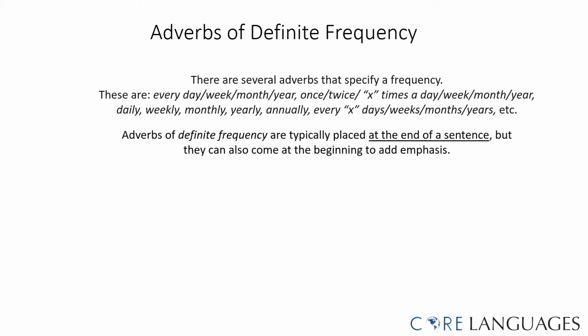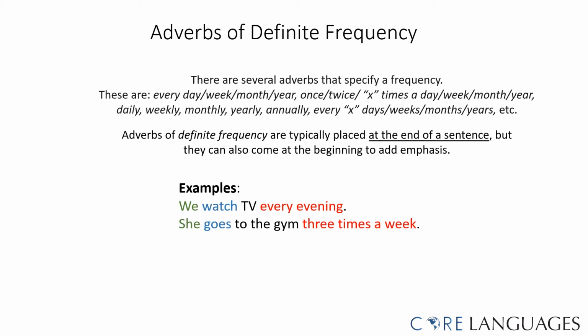Adverbs of definite frequency are typically placed at the end of a sentence, but we can also put them at the beginning of a sentence if we wish to add emphasis. For example, we watch TV every evening. Or, she goes to the gym 3 times a week. Every 2 weeks, I get paid. In the last sentence, we placed the adverb of definite frequency, every 2 weeks, at the beginning of the sentence for emphasis. I could also say, I get paid every 2 weeks.